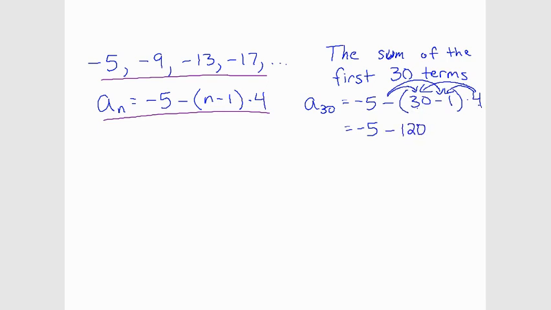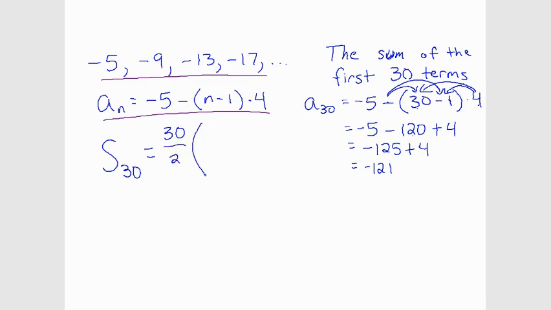Now, this is the trick. -30 and then -1 times 4. So that's a +1 times 4. So that'd be +4. So we get -5 minus 120 is -125 plus 4, and that gives me -121. Okay, so let's go ahead and set up the sum of our first 30 terms equals 30, the number of terms we want, divided by 2. And let's go ahead and plug in our first term. That'd be the -5. And then we will add the 30th term at -121.